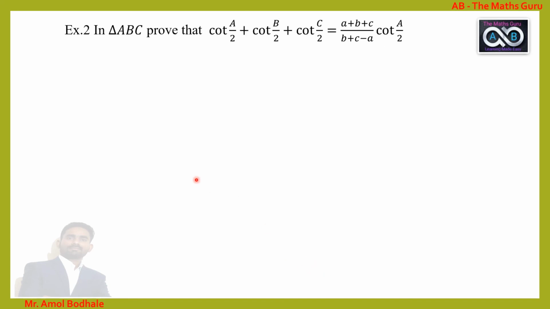Next example, in triangle ABC, prove that cot of A by 2 plus cot of B by 2 plus cot of C by 2 is equal to a plus b plus c upon b plus c minus a into cot of A by 2. So to prove this, we can consider the LHS. Here the LHS is cot of A by 2, cot of B by 2, cot of C by 2. By using half angle formula, already we have the value of tan A by 2, tan B by 2 and tan C by 2. By taking their reciprocals, we can use the values here.